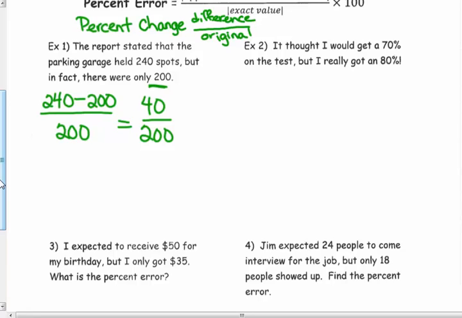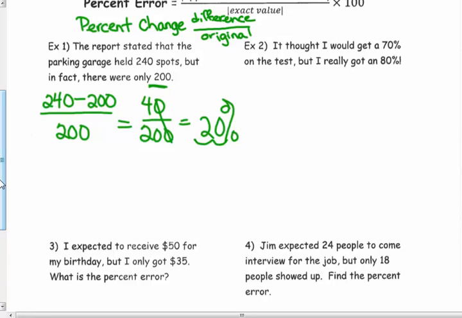Now I'm going to do F to D to P. Well, I could divide them both by 10 and get 4/20, which is the same thing as 1/5, or 4 divided by 20, change a fraction to a decimal, divide. I get the decimal 2/10, multiplied by 100. That's going to be 20%. So there was a 20% error here in that report.